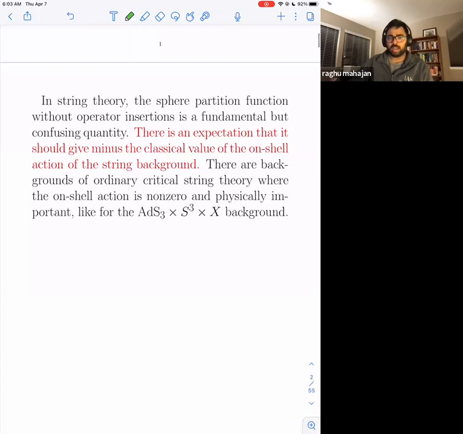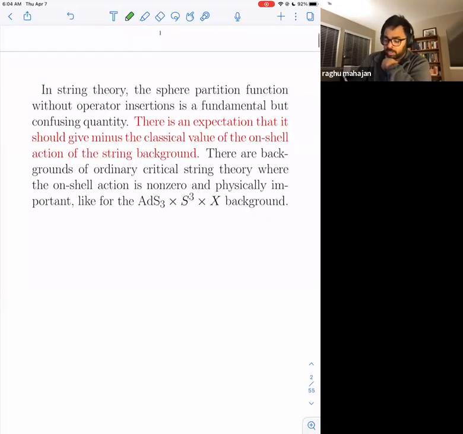Okay, so I will just begin with a quick motivation. The sphere partition function without any operator insertion, so the worldsheet has the shape of a sphere. It's the first thing you might think about as the most fundamental Feynman diagram, but it's a very confusing quantity. It's interesting because there is an expectation that the value of this diagram should be related to the on-shell value of the action of the string background. So in particular, it should scale like 1 over the string coupling squared, or the Newton's constant.